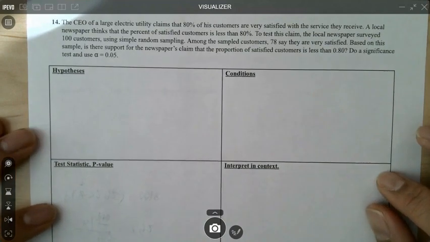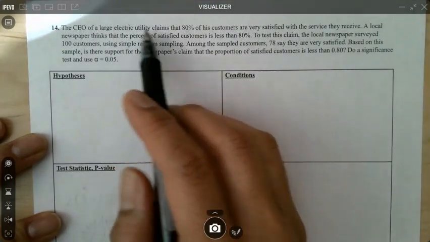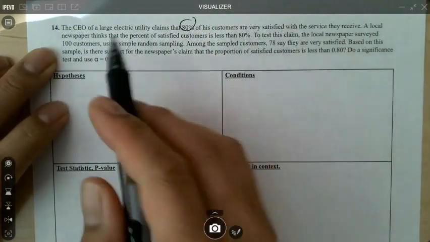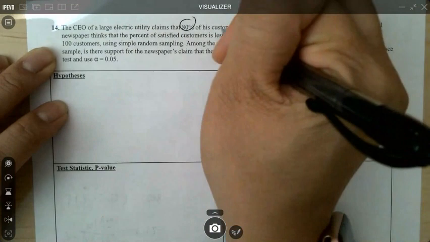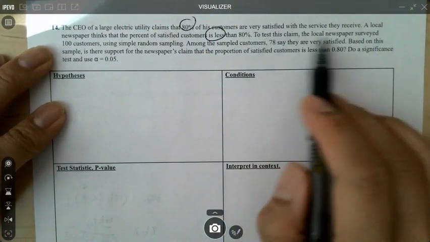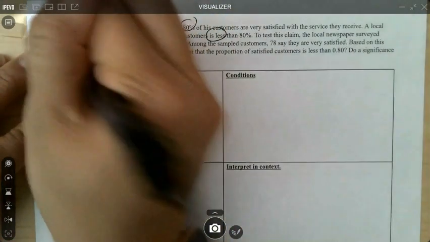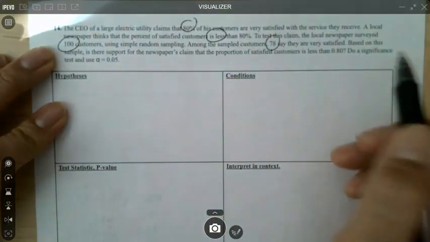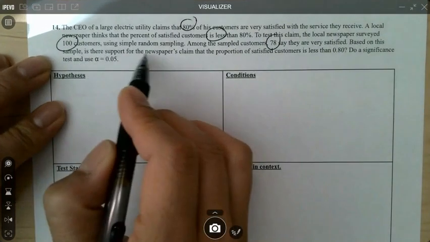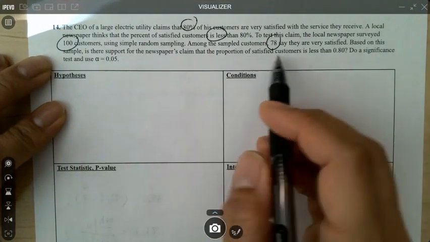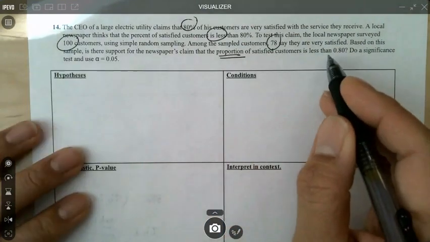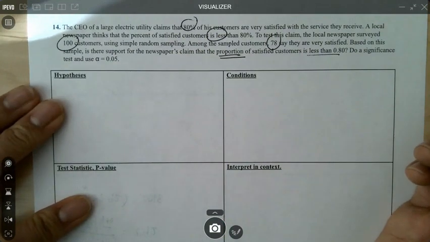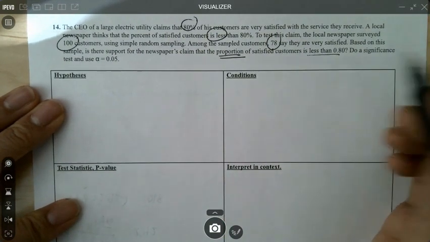All right, question number 14. It says the utility claims that 80% of its customers are very satisfied with the service. Newspaper thinks that the percent of satisfied customers is less than 80%. To test this claim, they survey 100 customers using simple random sampling. Among the sample customers, 78 say they are very satisfied. Based on the sample, is there support for the newspaper's claim that the proportion of satisfied customers is less than 0.8? So in this problem, we are doing a test of proportions, and it's a one sample test.